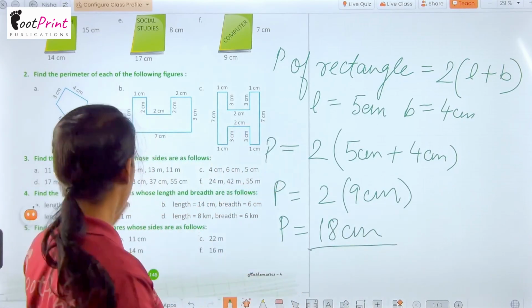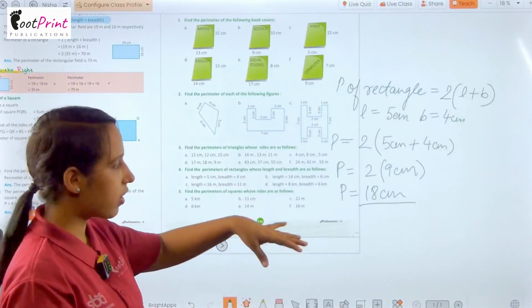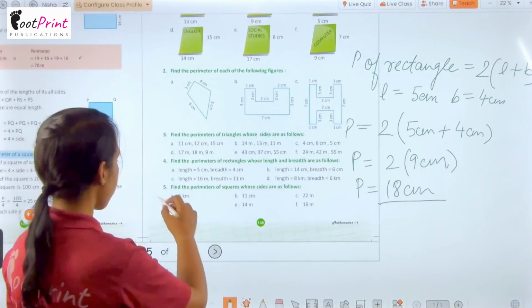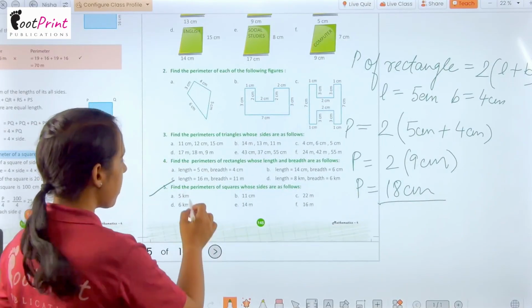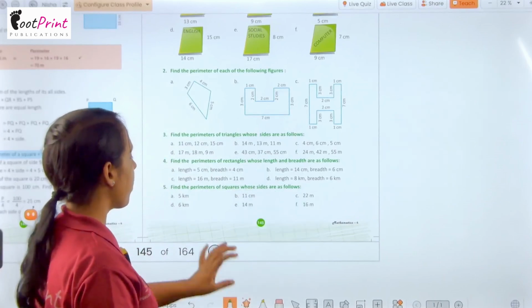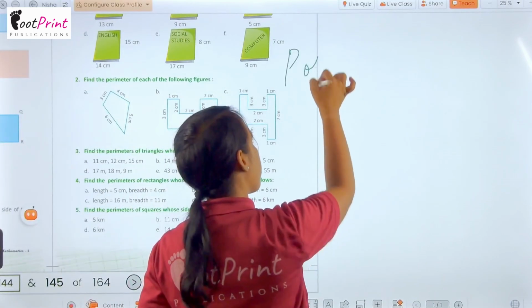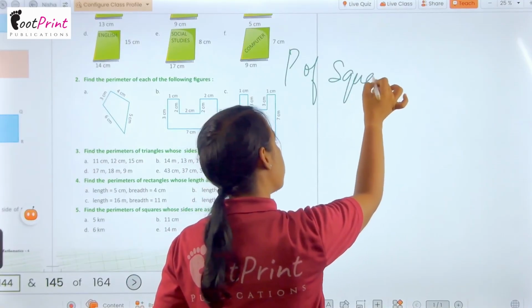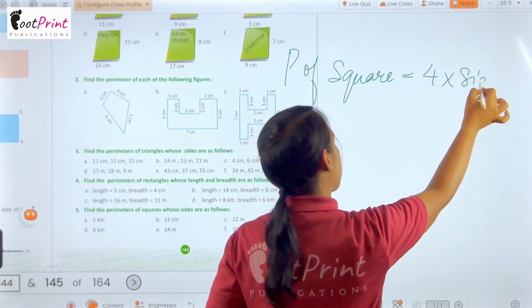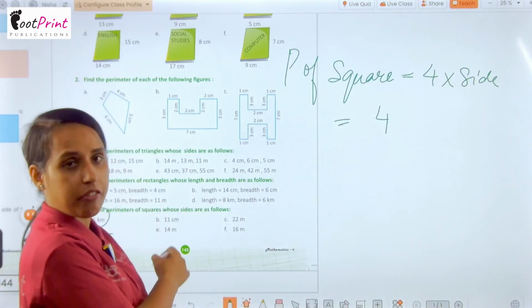This is the perimeter of the rectangle whose length is 5 centimeter and breadth is 4 centimeter. Now question number 5, find the perimeter of squares whose sides are as follows. We have to find out the perimeter of a square. As we know, perimeter of a square equals 4 into side.